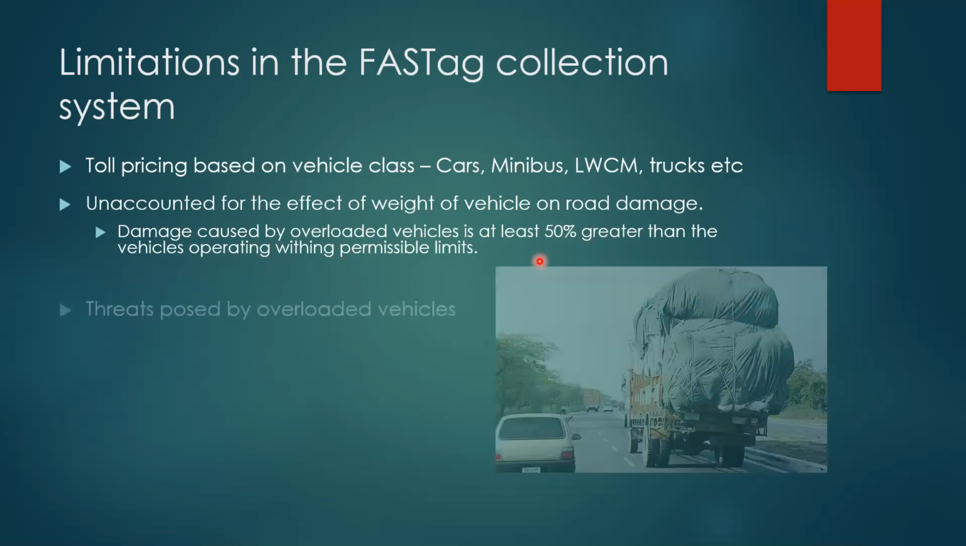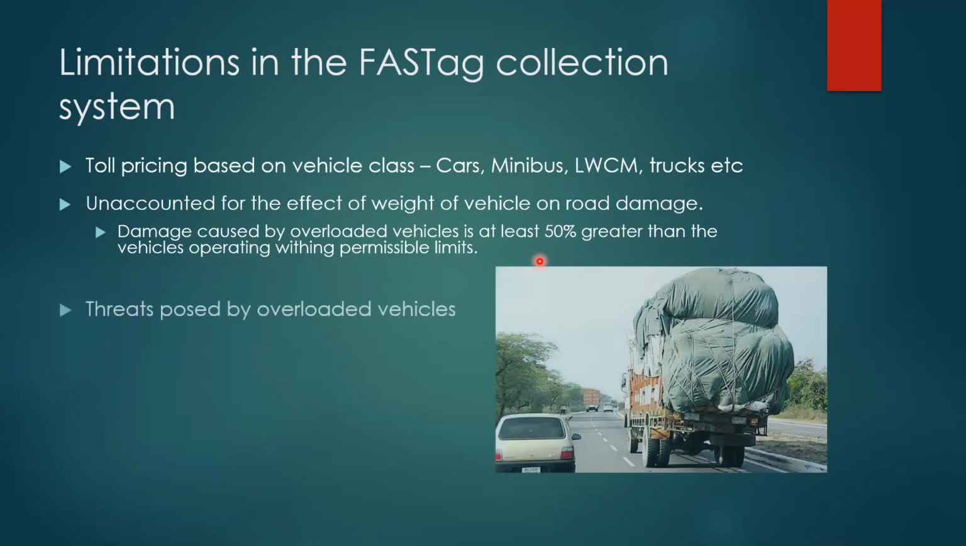Another shortcoming of our existing toll collection system is that there is no check to ensure that overloaded vehicles are not allowed to travel on the highways. As we can see in this picture, this is an overloaded truck, and there are a few threats that these overloaded vehicles pose to other commuters and to the road. One of them is improperly secured loads. As you can see, the load here is improperly secured. So this is probably fatal to any other commuter who is traveling on the highway.